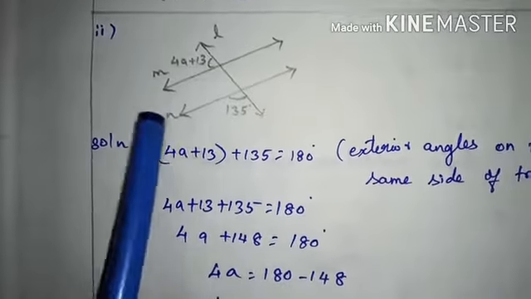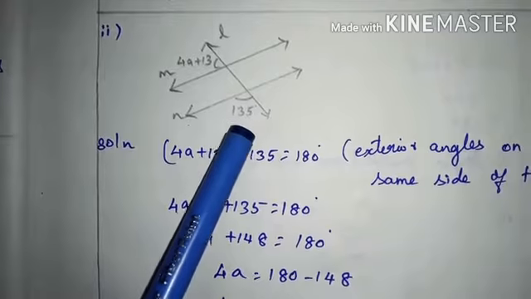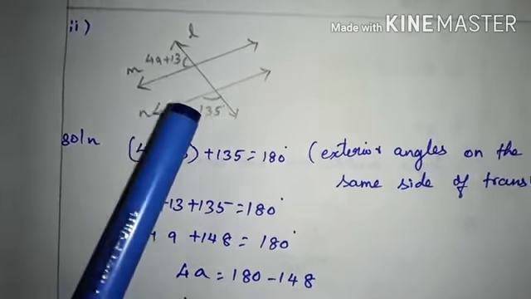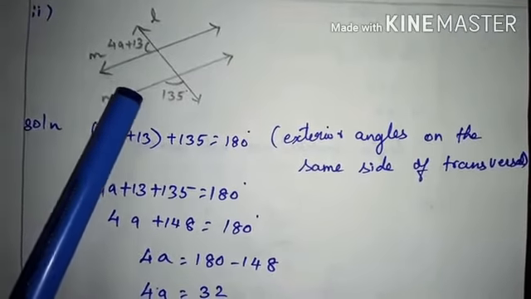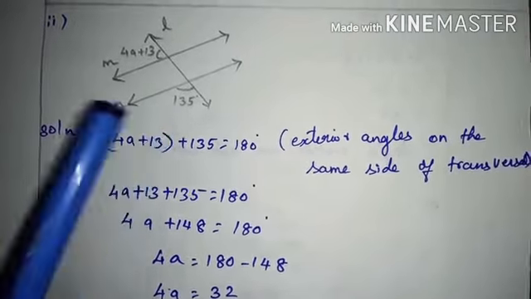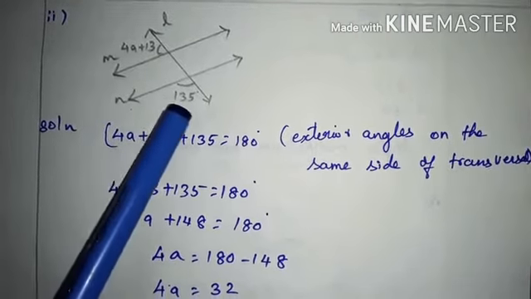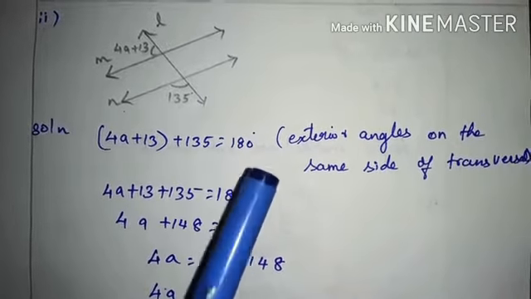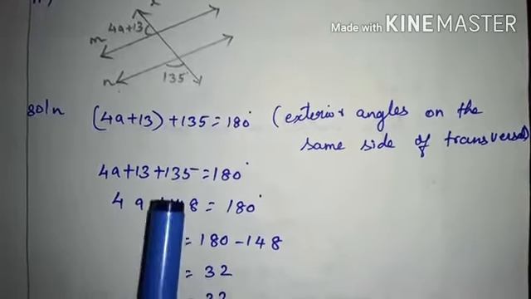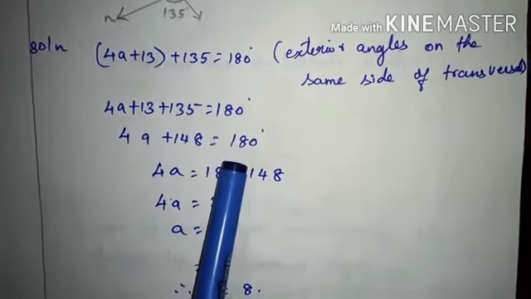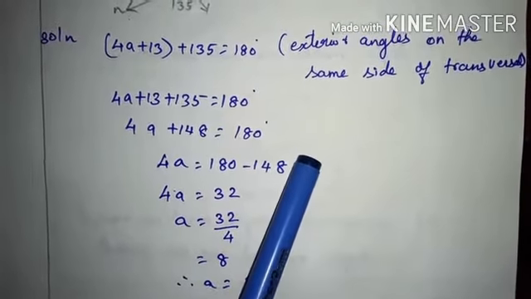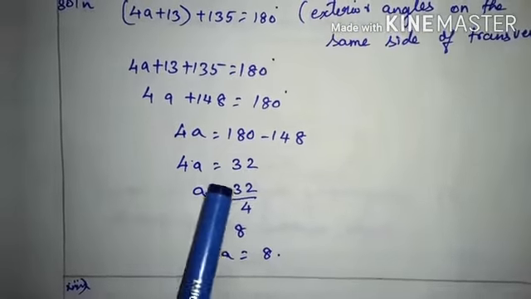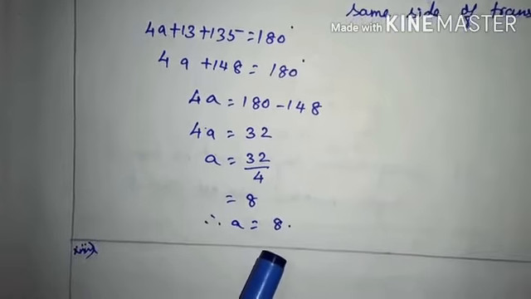The second sum, 4a plus 13 and 135 are given as the angles, but they lie on the same side of the transversal as exterior angles. We know that the exterior angles on the same side of the transversal sum to 180 degrees. Therefore, adding these two, we get 4a plus 13 plus 135 is equal to 180 degrees. Adding the constants, we get 4a plus 148 equals 180. Moving 148 to the other side, the plus sign becomes minus. Then we get 4a equals 32. Then the value of a is equal to 8.